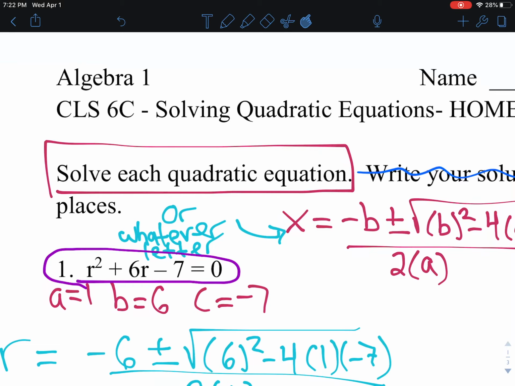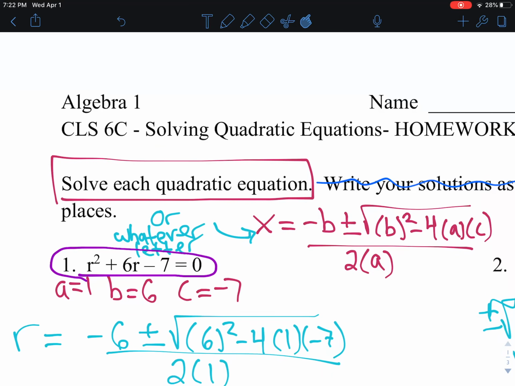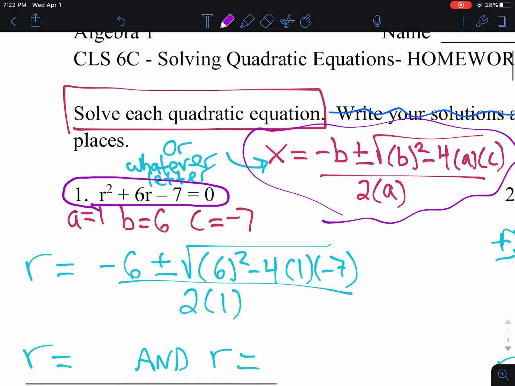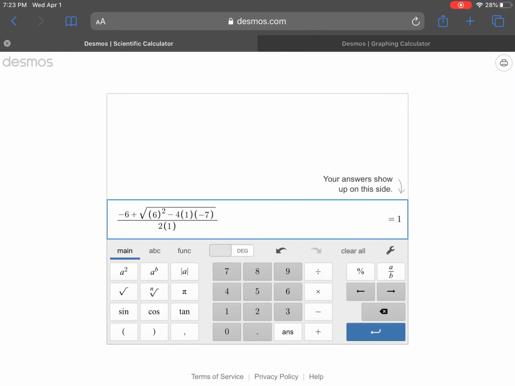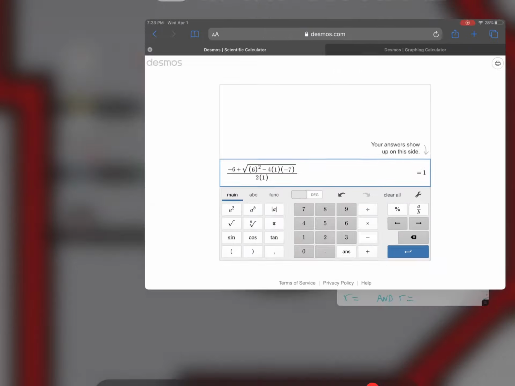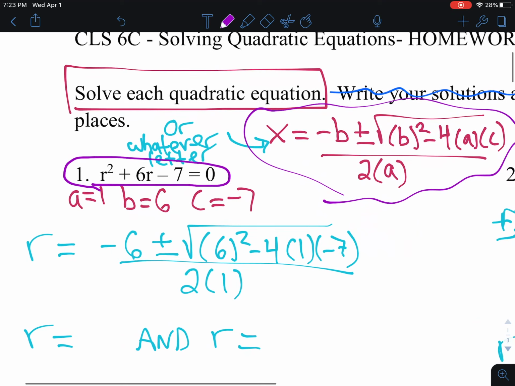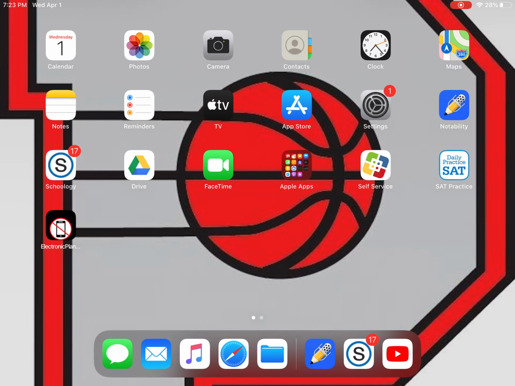But anyways, if you look at this problem, my A is 1, my B is 6, my C is -7. Quadratic formula is right here if you need it. You just plug the numbers in. Now I already have it set up in my calculator. If you see I plug in my calculator, then you get an answer of 1. So one of my answers is 1 for R. So R is 1.